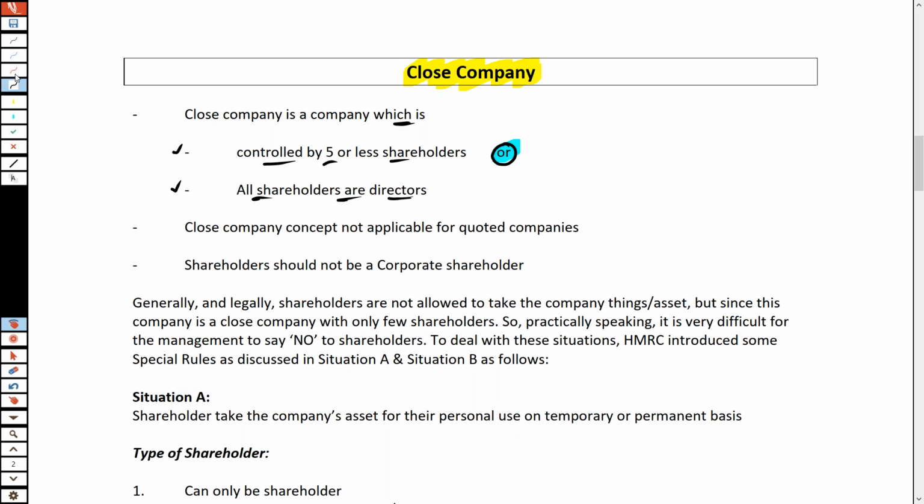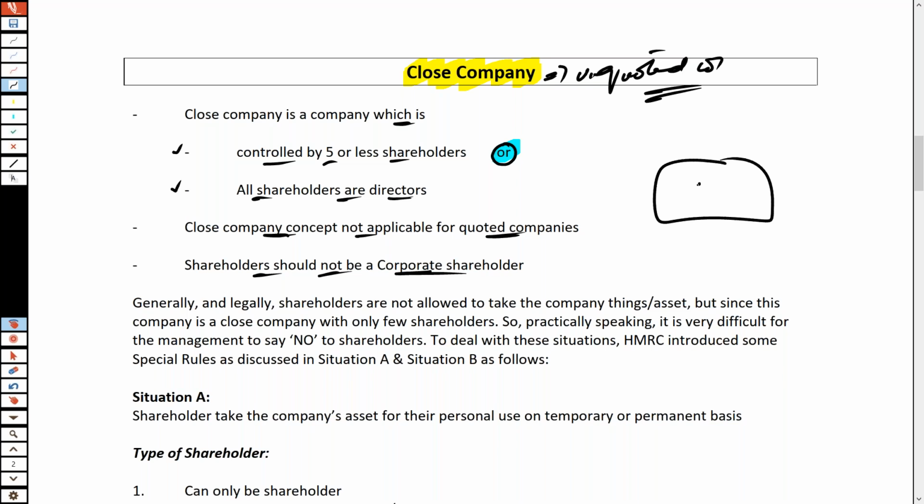Basically, what are the implications for a closed company? Keep in mind, the closed company concept is not applicable for quoted companies. The closed company concept is always there for unquoted companies, not for quoted companies. And shareholders should not be a corporate shareholder.